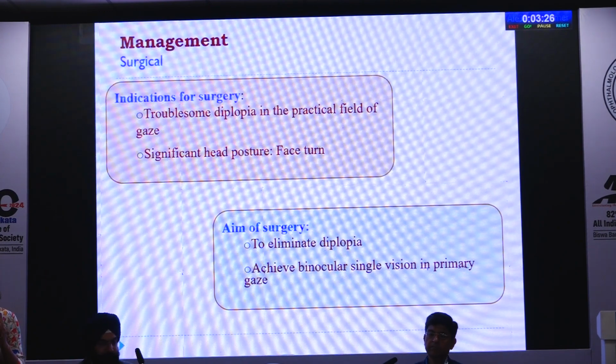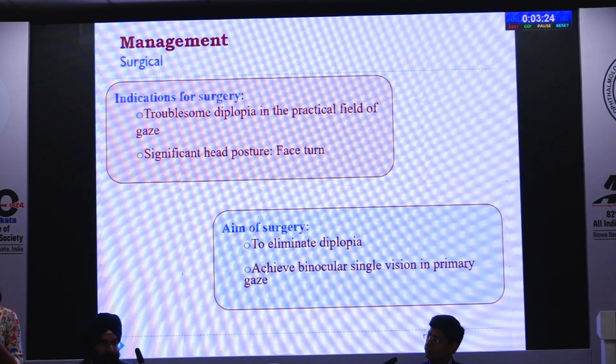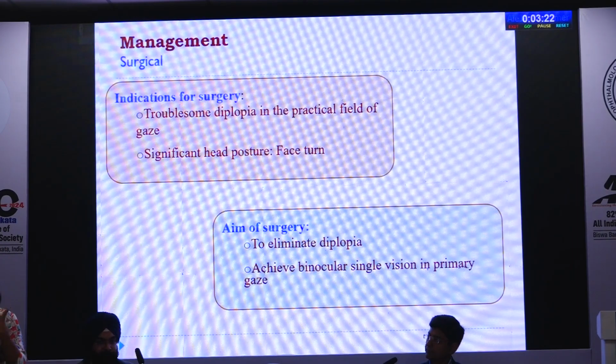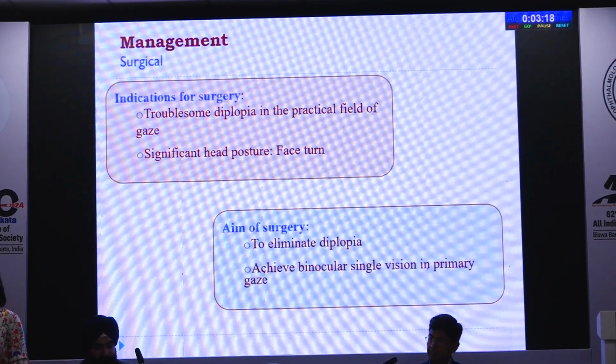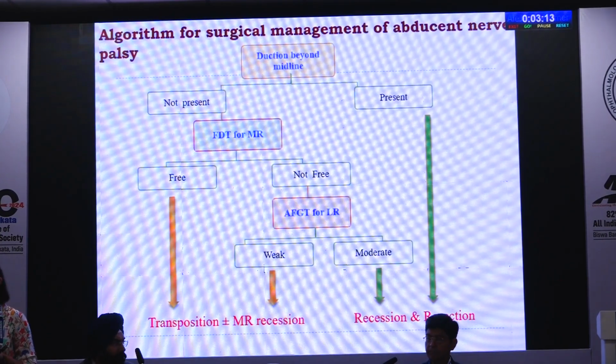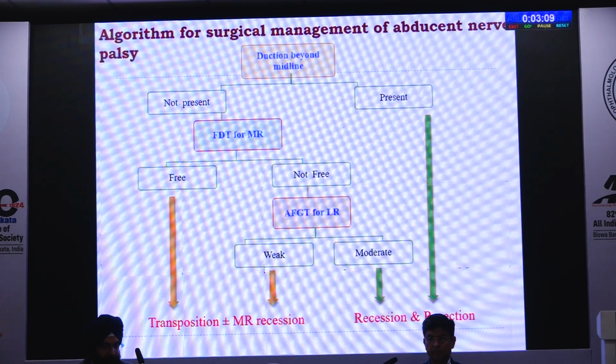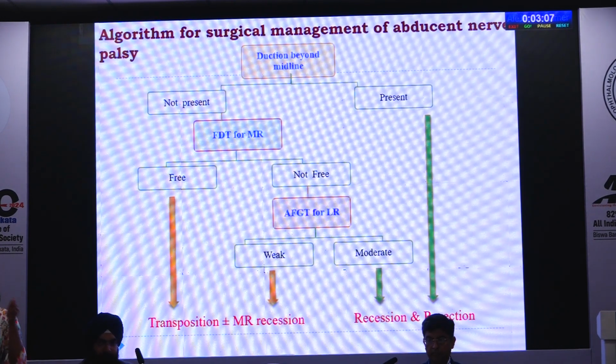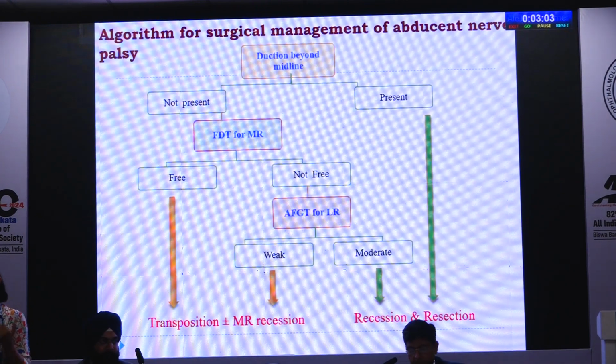So essentially, the goal or aim of surgery in paralytic strabismus would be to eliminate the diplopia in maximum gazes and to achieve binocular single vision, at least in the primary gaze for the patient. So this is the algorithm for the management of sixth nerve palsy. Three important factors that you must consider: first, how much is the duction beyond the midline, that is, how much is the eye going beyond the midline. So this gives you an idea of what the LR action is.